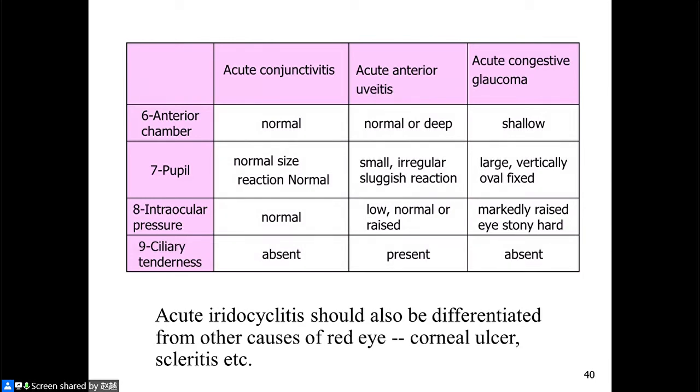9. Ciliary tenderness. Conjunctivitis: absent. Anterior uveitis: present. Congestive glaucoma: absent.